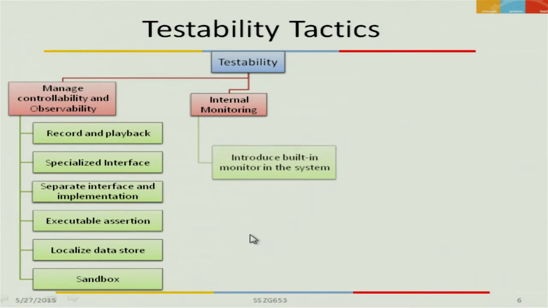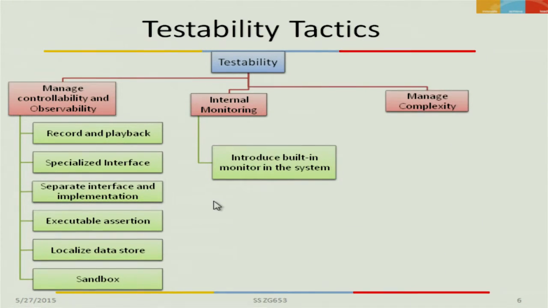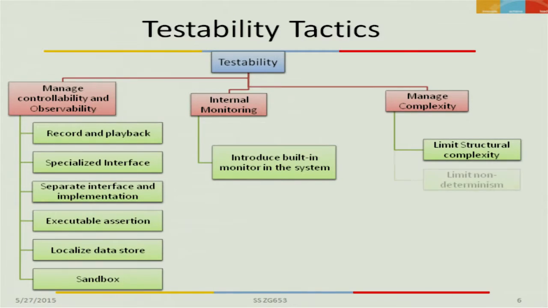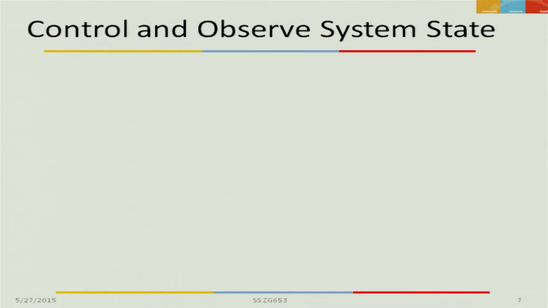Let's look at another approach, internal monitoring. In this technique, typically a built-in monitor is there in the system, which checks what's going on in the system when it is in operation. Managing complexity is an important tactic category, in which one can limit the structural complexity to improve the testability. Another could be limiting the non-determinism in the code itself. So let's look at control and observe the system states.